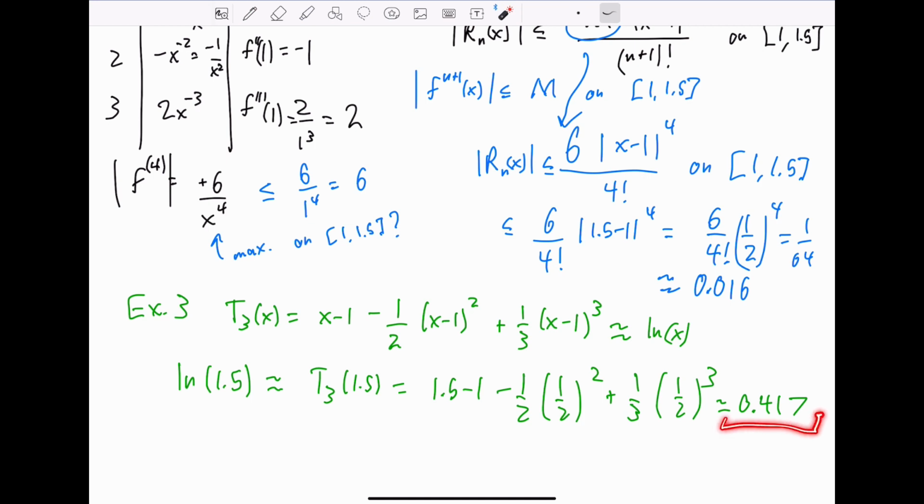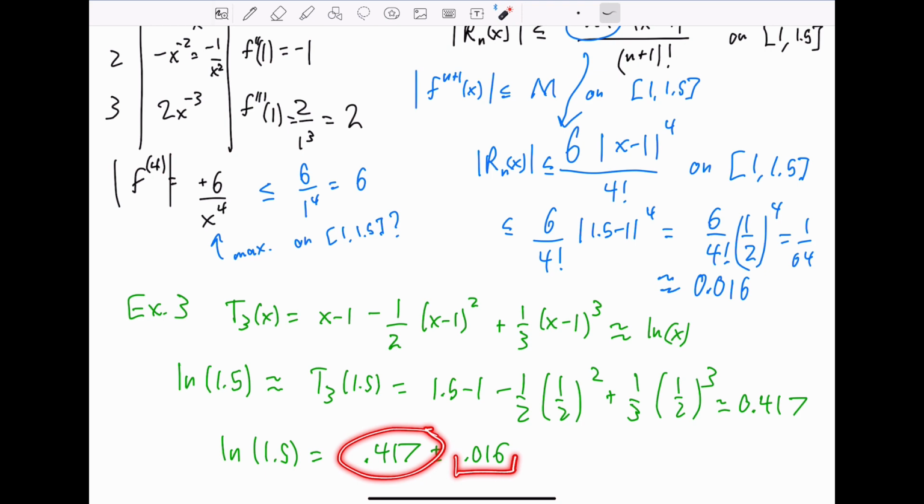How close is it? It's within 0.016. Worst case scenario, that's how far off my approximation is. So I can say with 100% confidence that natural log of 1.5 is equal to 0.417 plus or minus 0.016. Not only do I have an approximate value for natural log of 1.5, I know how close my approximation is from Taylor's inequality.